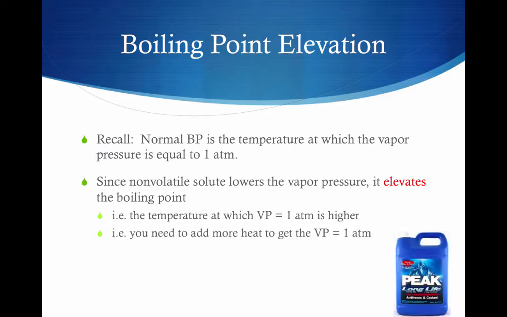Boiling point elevation is used to make antifreeze and coolant. So this bottle here is a bottle of antifreeze and coolant. You pour this into the radiator of a car, and it will raise the boiling point of the water in the radiator of the car. Therefore, it will be able to take on more heat before the water in the radiator starts to boil. It prevents your engine from overheating in your car.